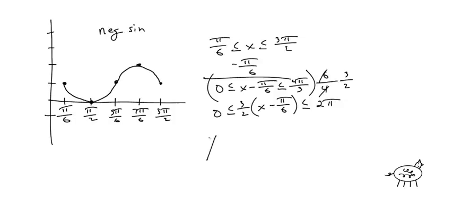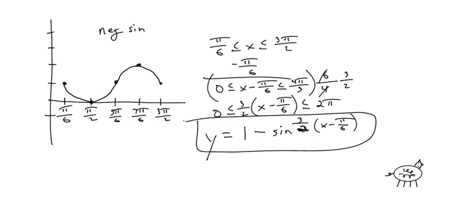All right, so y equals, our vertical shift is 1. That's a negative sine. Amplitude is 1, so it's minus the sine of 3 halves, parentheses x minus pi over 6. So that is definitely one of our answers.